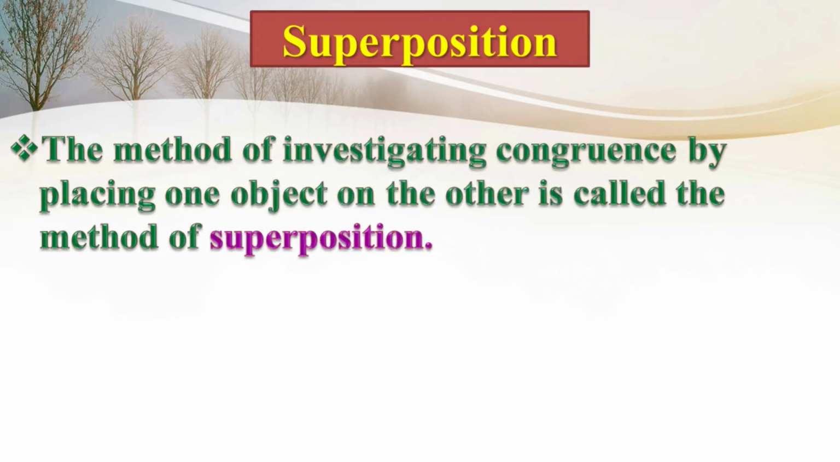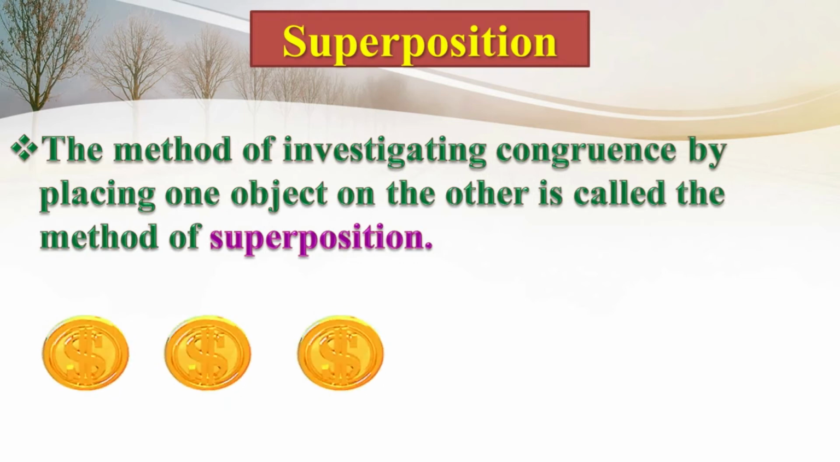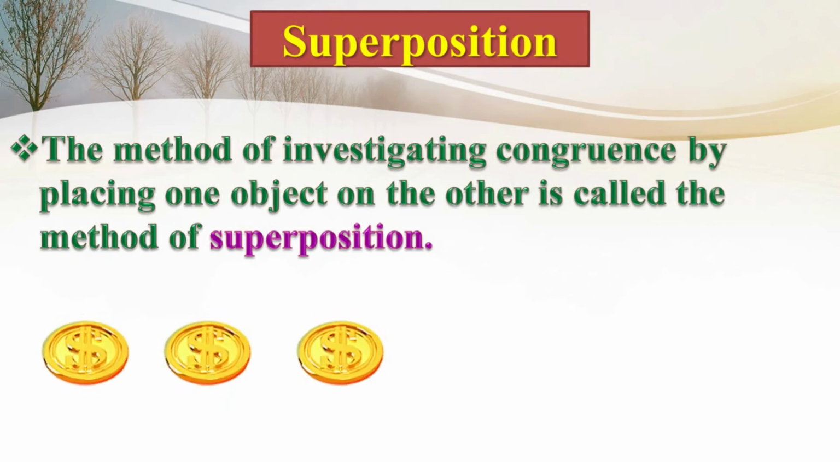Superposition. The method of investigating concurrence by placing one object on the other is called the method of superposition. For example, let us take the coins. If two coins are placed one on top of the other, they will coincide with each other exactly.